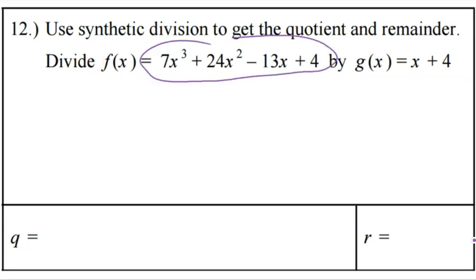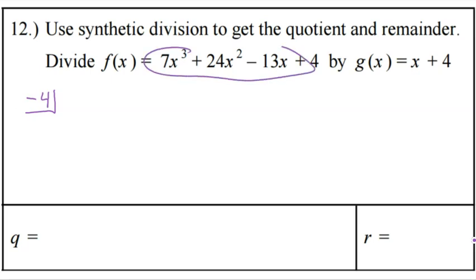F of x is this third power polynomial, and we're dividing it by g of x, which is x plus 4. Okay? So to use synthetic division, we're going to go to our divisor, x plus 4, and we want to do the opposite of plus, which is minus, and we want to do the number 4. So we're going to put negative 4 into the half box. Then we're going to take the coefficients of the dividend, and that's going to be 7, 24, negative 13, and 4. And so we're going to put them across the top, 7, 24, negative 13, and 4.